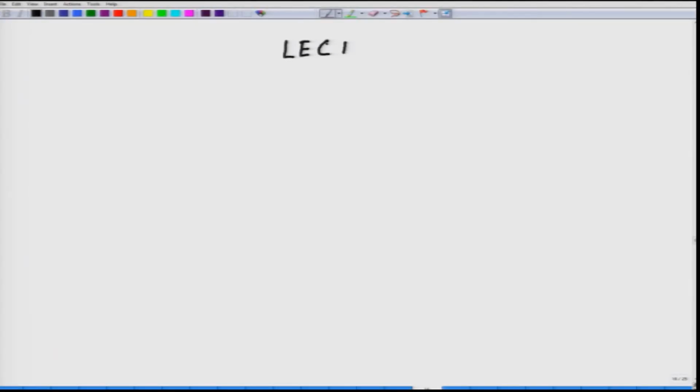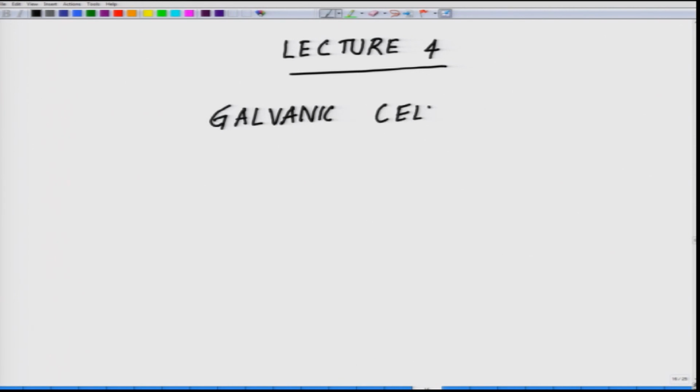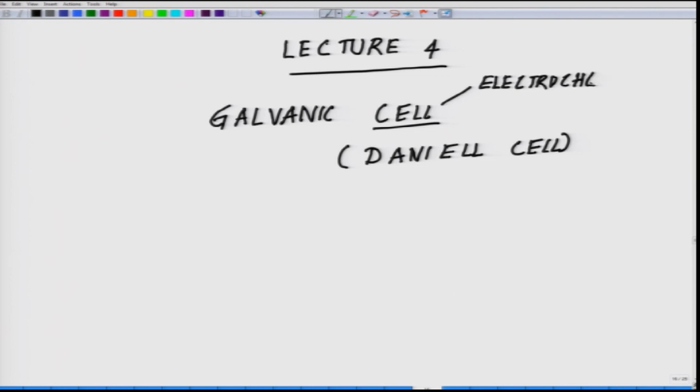Lecture 4. So, today our topic is the galvanic cell, which is sometimes also called Daniell cell. You may come across this word, so do not get perturbed when you see the word Daniell cell. This is not a biological cell, this is the electrochemical cell.